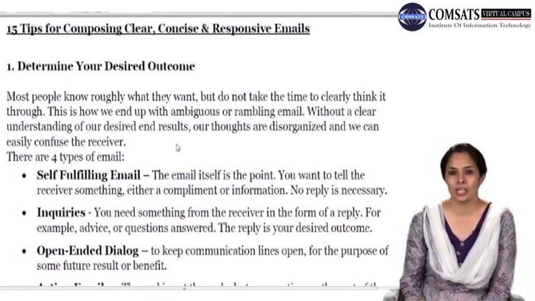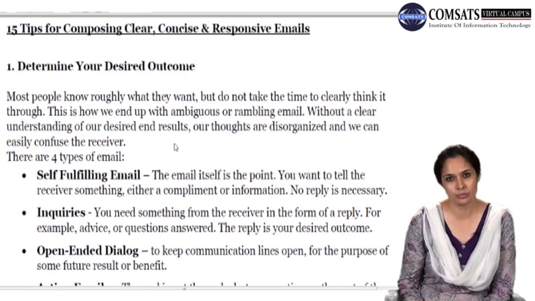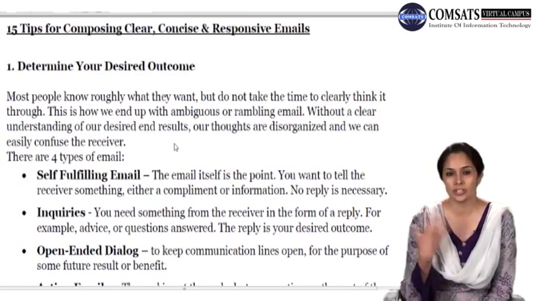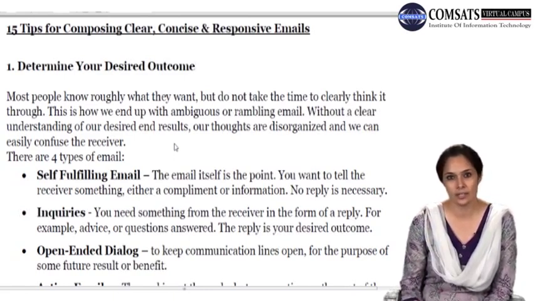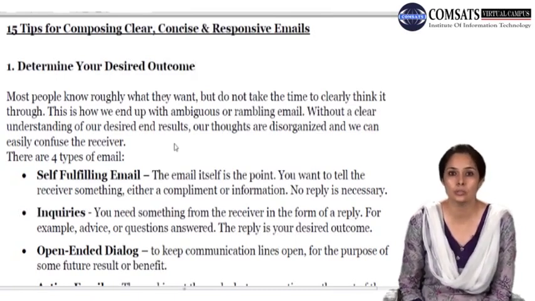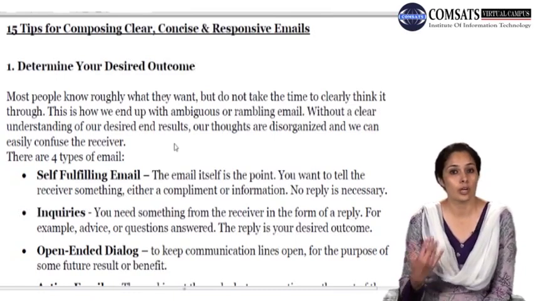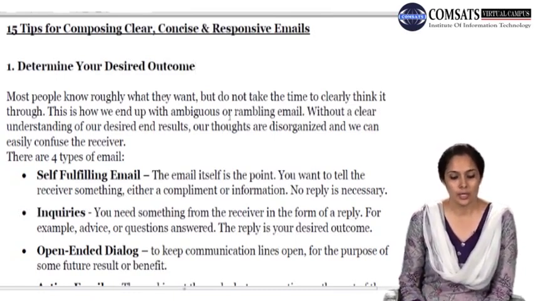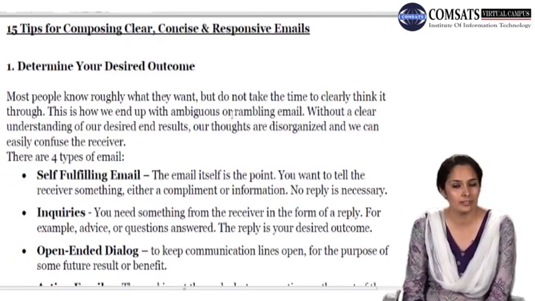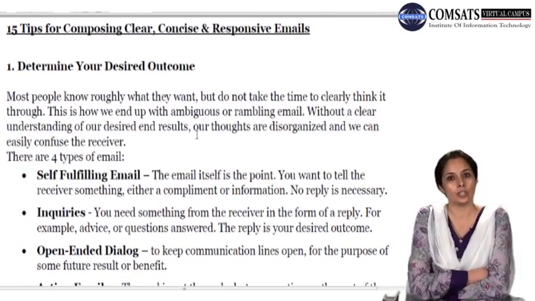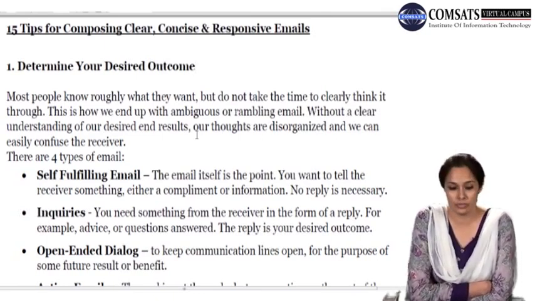Now we roughly know sometimes what we want, what response we want from our emails, but we don't take out time to think clearly ki hame kya response chahiye, is email ko likhne ka fayda kya hai, why are we trying to use the other person's time for our benefit, what is the benefit. So we end up with ambiguous and rambling emails. Ambiguous means that are not clear, that have double meaning, and rambling, again unclear and not very precise. And without a clear understanding of our desired results, our thoughts are disorganized and we cannot send a very good email, and we can confuse our receiver as well.